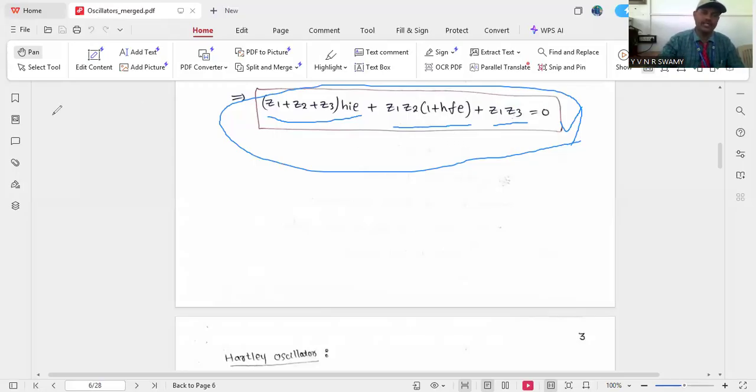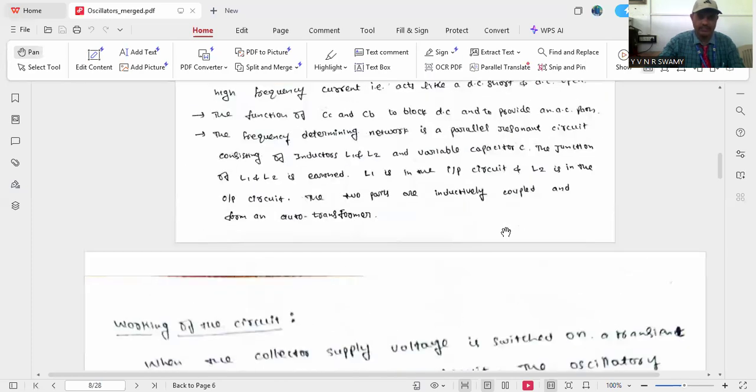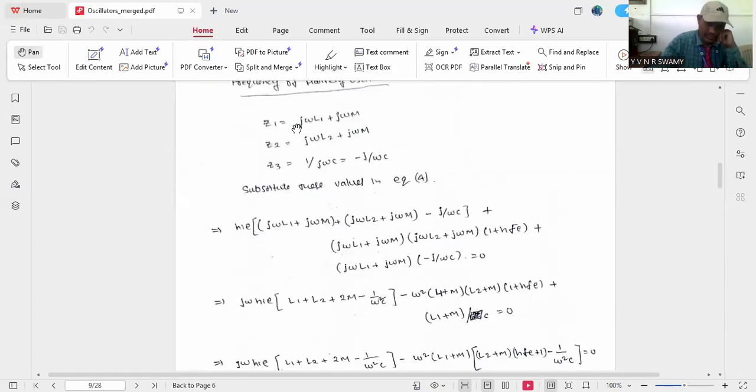From this general equation, we have to derive the frequency formula. Okay, so now we will go to the derivation for Hartley oscillator. Now we'll use Z1 is equal to j omega L1. Just you can consider this one only. Z1 equal to j omega L1.